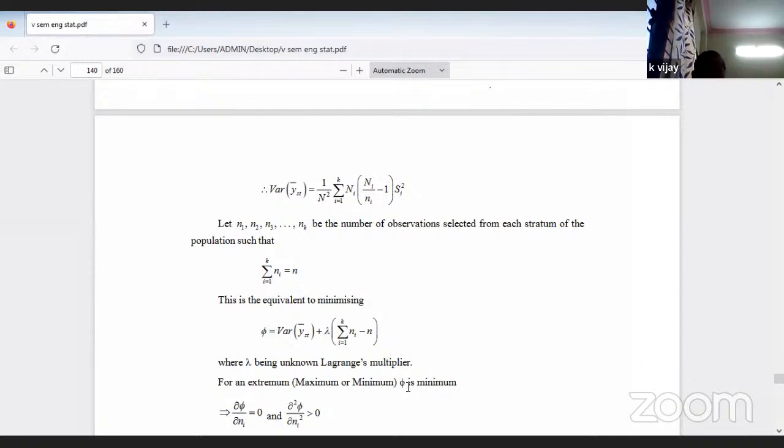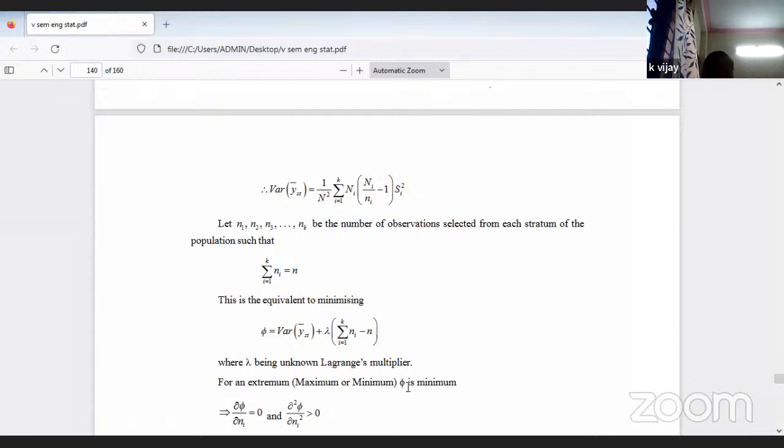So this is equivalent to minimizing phi, which is equal to the variance of y bar st plus lambda summation of i is equal to 1 to k n_i minus n. Here lambda is known as the unknown Lagrange's multiplier. We can call this the Lagrange's multiplier.